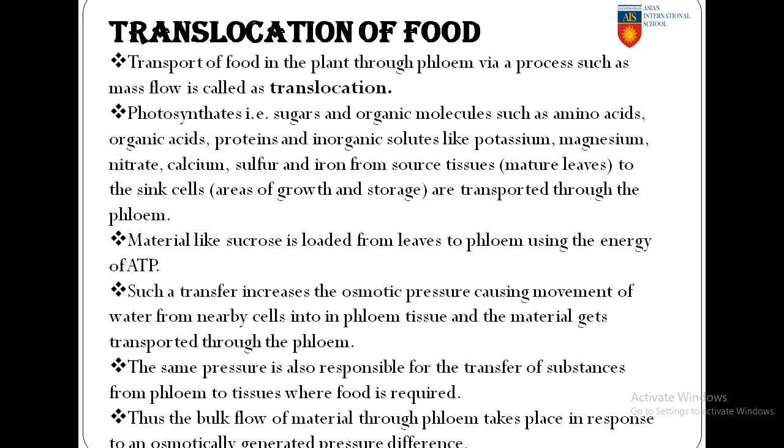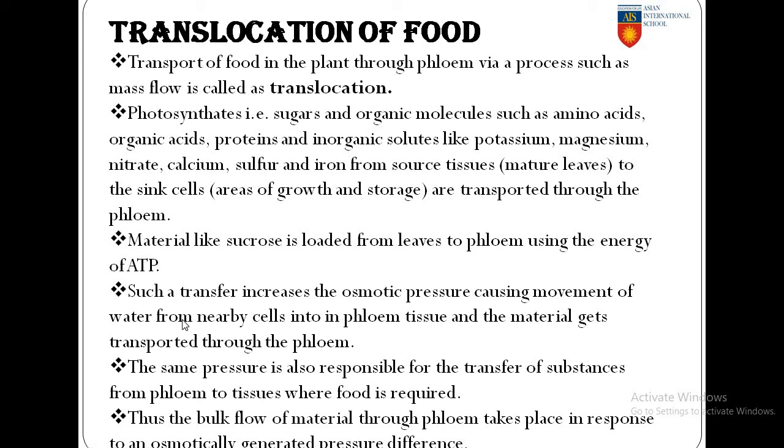So, when there is photosynthesis, the sugar and the organic molecules, amino acids, organic acids, these all are formed. These are transported through phloem. Now there are materials like sucrose, which is loaded from the leaves to phloem, and it is transported by using energy. We have already read this. Such a transfer increases the osmotic pressure, causing movement of water.